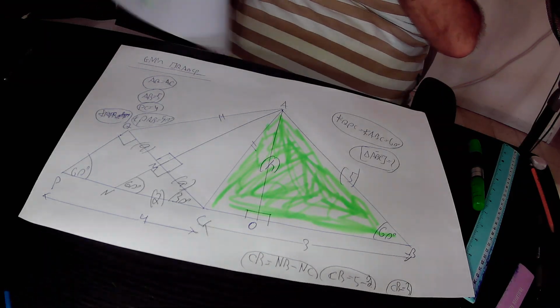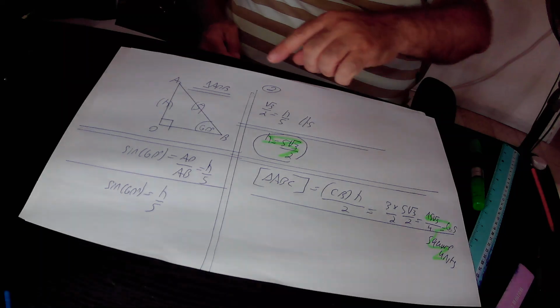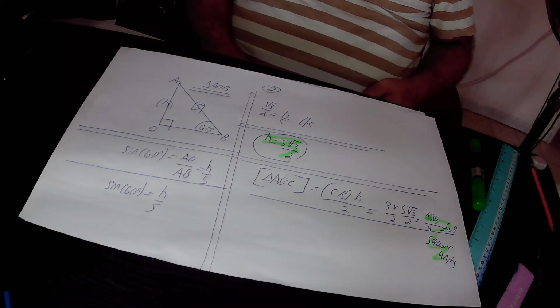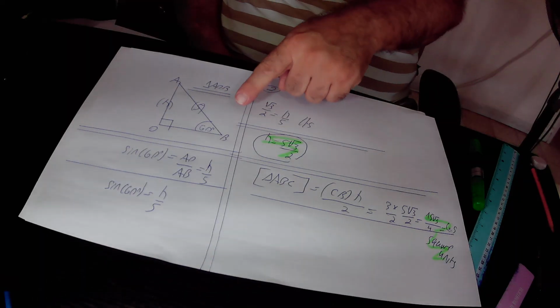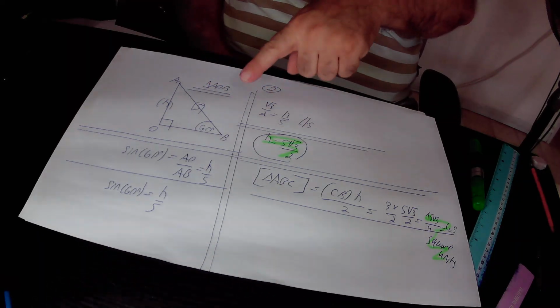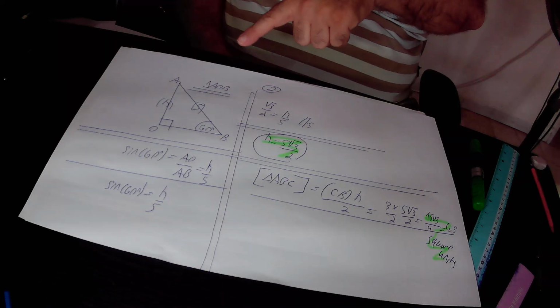So okay, this is the right triangle AOB that I copied from the original drawing. In this triangle AOB, sine of 60 degrees equals AO over AB. Again, sine of 60 degrees equals AO over AB.